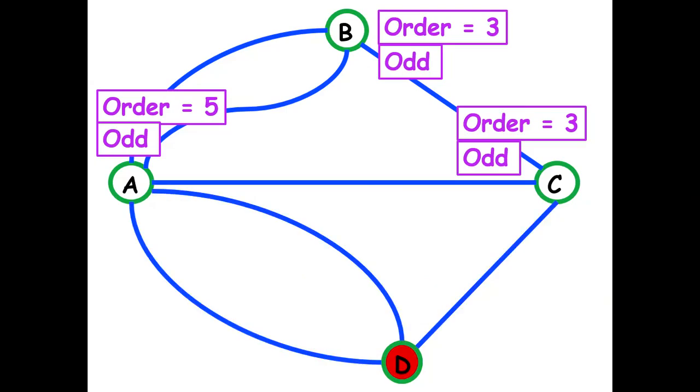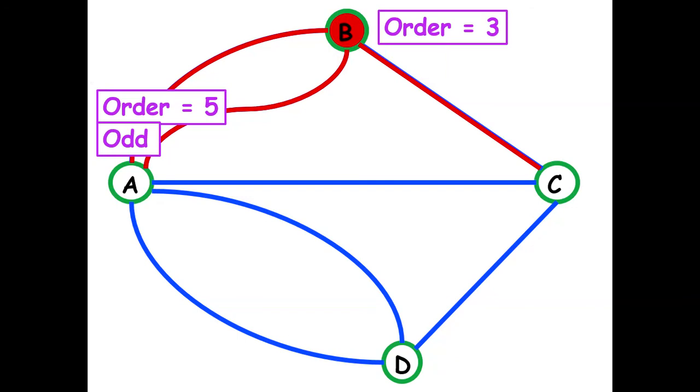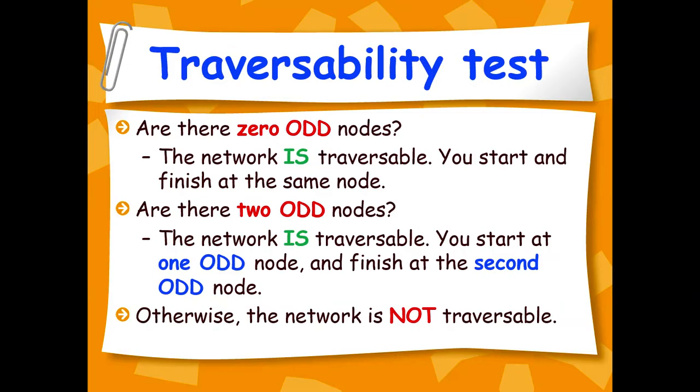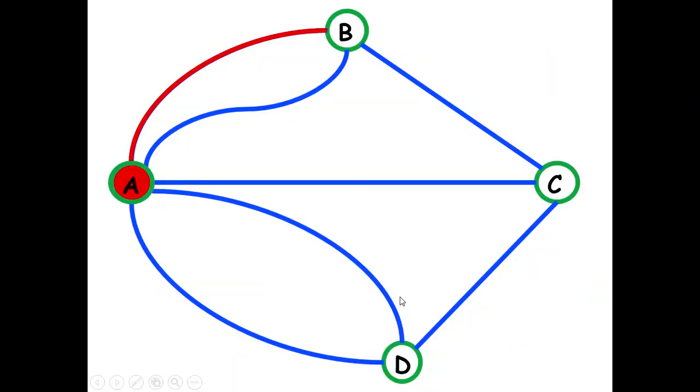Now if I just go back to the previous diagram explanation, here we go. It says if there are 0 odd nodes, the network is traversable. If there are 2 odd nodes, it is traversable. If there are any other number of odd nodes, then the network is not traversable. I've got 4. I don't have 0 and I don't have 2. So that tells me my network is not traversable.